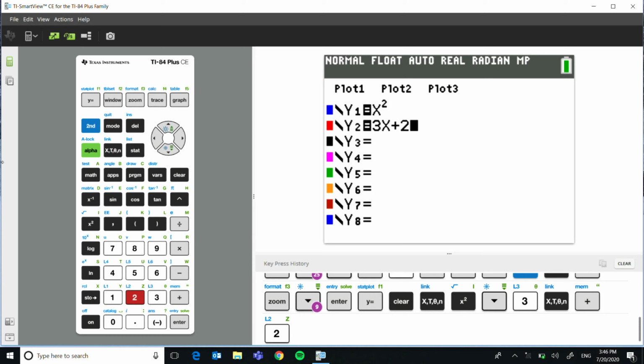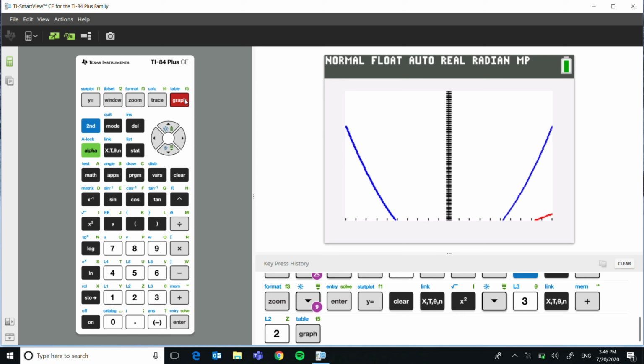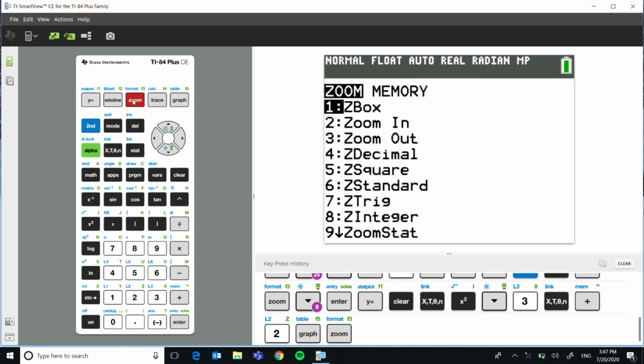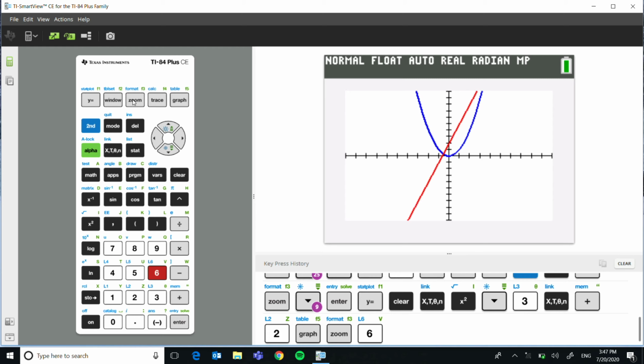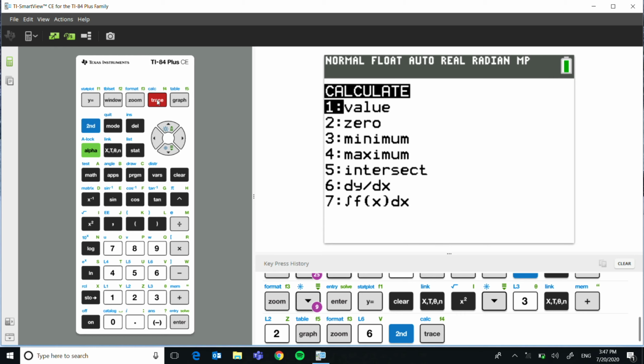All right, so if we graph this by just hitting graph, and then we can go to our standard screen by hitting zoom 6, we get a graph that looks like this. We have two things that intersect each other, and we're basically trying to find where they intersect. Okay, in order to do that, we would do second, and then we would hit the calc button, which is trace, which again is highlighted in red, and it gets us this menu. All right, there's value, zero, minimum, maximum, intersect. What we're worried about is where they intersect, where those two things are equal to one another.